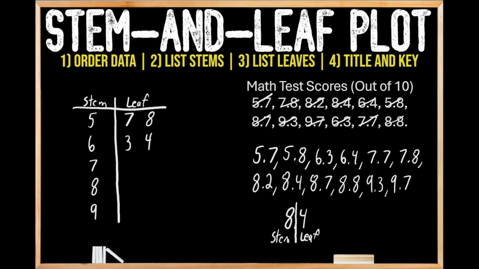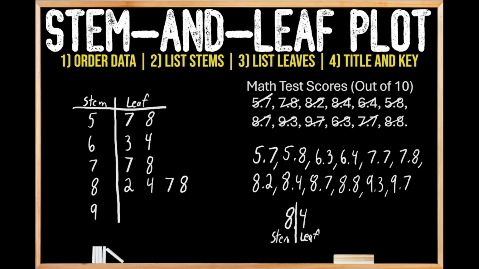Then we're going to move on to our stem of 7, where we have 7 7/10. So that's going to have a leaf of 7. And then we have 7 8/10, which is going to have a leaf of 8. And then we're going to move on to our stem of 8, where we have 8 2/10, and that's going to have a leaf of 2. Then we have 8 and 4/10, which is going to have a leaf of 4. Then we have 8 and 7/10, which is going to have a leaf of 7. Then we have 8 and 8/10, which is going to have a leaf of 8.